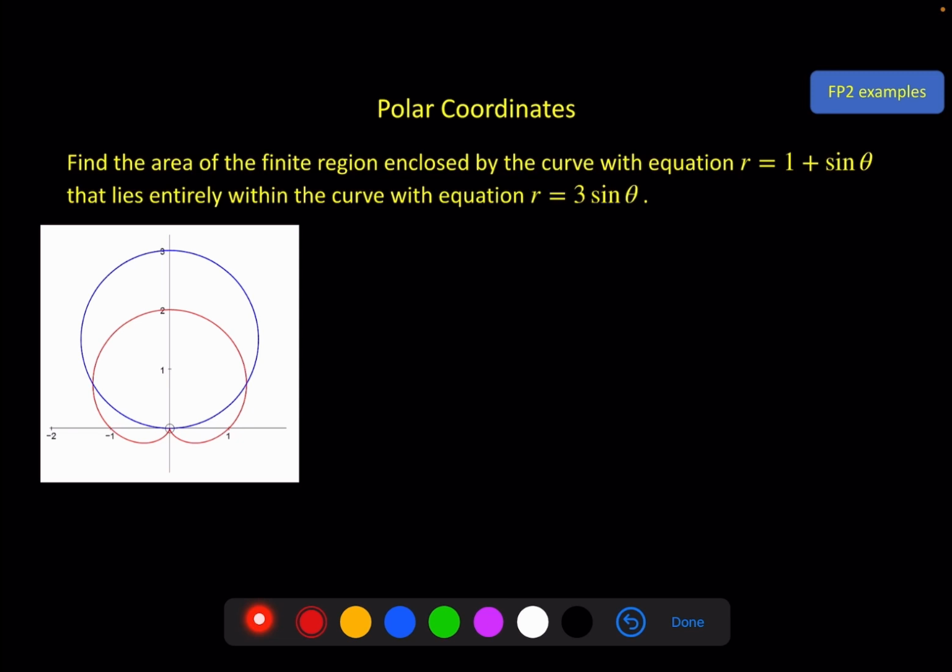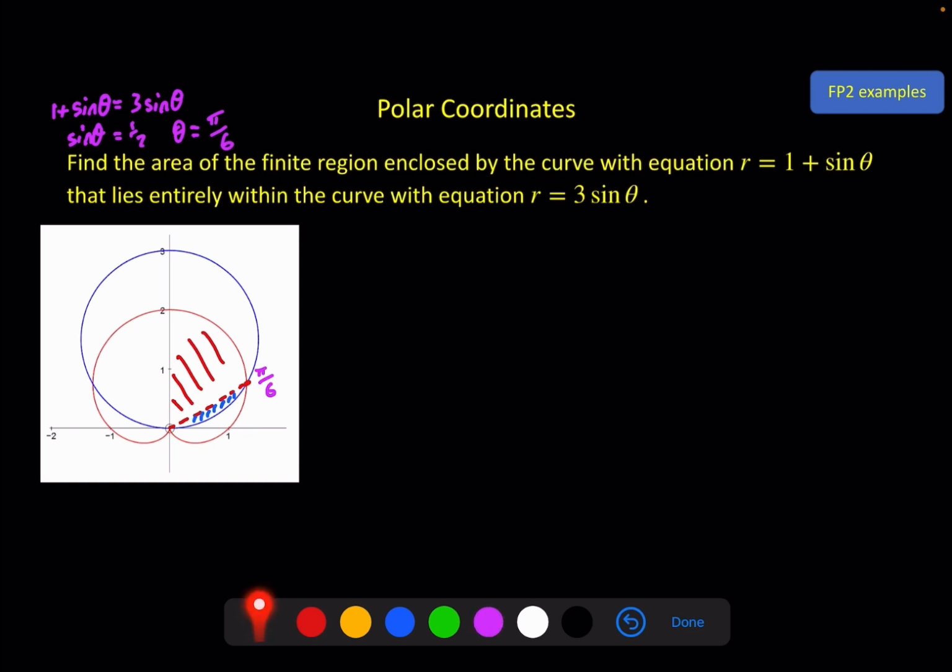We're going to find this point of intersection here, so that we can find this region on the red curve and this region on the blue curve. To find where they intersect, we need to make them equal. So 1 plus sine theta is equal to 3 sine theta. Very similar to the last one. This will give us sine theta equals a half. So theta will equal pi by 6 radians.